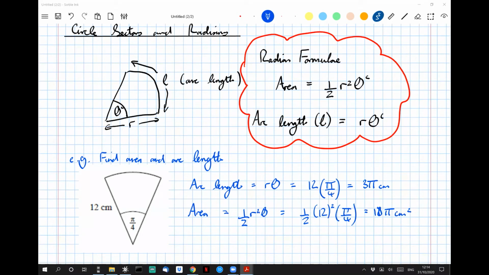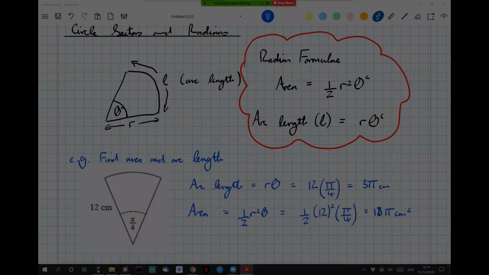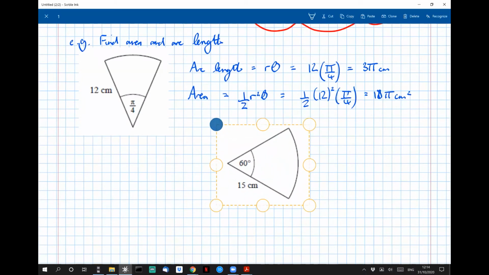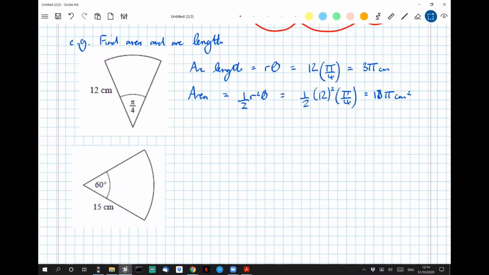Sometimes it's made slightly more difficult in a question like this one here, because they've actually given you the angle in degrees. So you'll need to convert that into radians first. So I'll give you a moment to do that. But remember, these formulae only work when the angle is in radians. You might be tempted on this particular example to just use the degrees formulae, but don't.